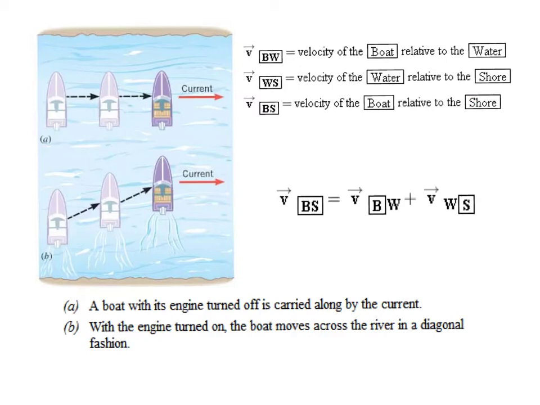Now, when you have the engines turned on and point the boat directly across stream, the velocity of the boat relative to the water is directly perpendicular to the direction of the water relative to the shore. So this is where we have to be careful because our velocity vectors are pointed in two different directions. So when we add these vectors together, we can't just do regular addition. What we have to do is vector addition. You remember vector addition, it's not so bad.